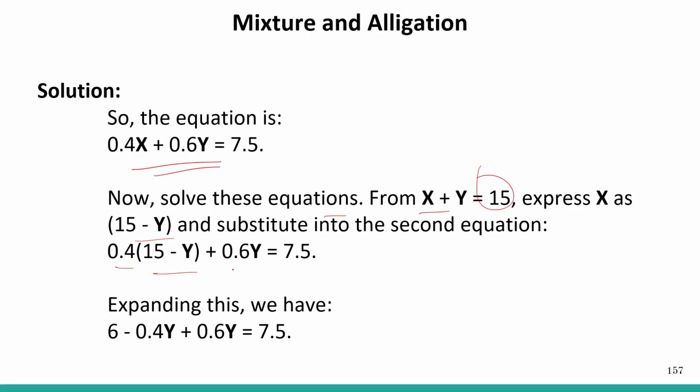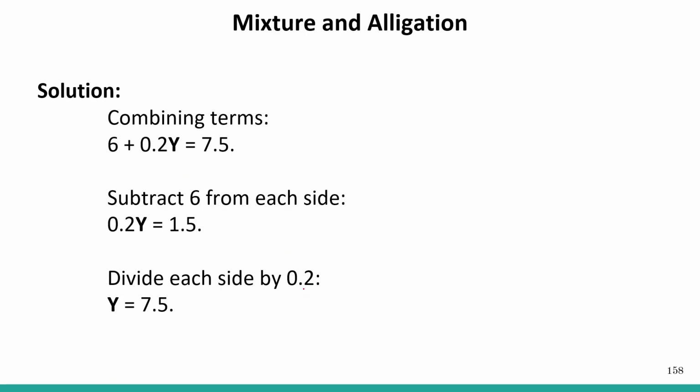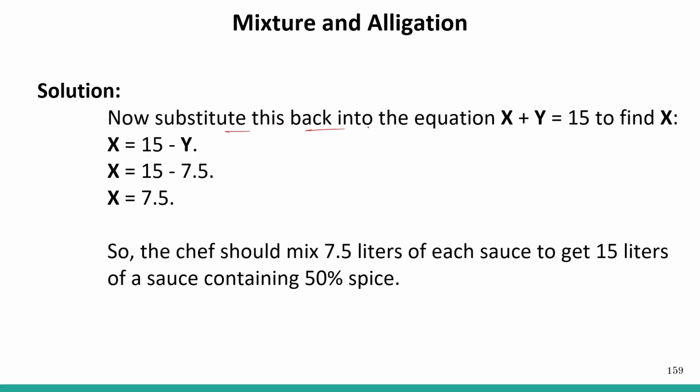0.4 into 15 minus y plus 0.6y is equal to 7.5. Expanding this, what we have is this much is equal to 7.5. Combining terms, 6 plus 0.2y is equal to 7.5. So subtract 6 from each side. So 0.2y is equal to 1.5, right? So divide each side by 0.2. So y is equal to 7.5 will be the answer. Now substitute this back into the equation x plus y is equal to 15 to find x, which is 15 minus y. So x is equal to 15 minus 7.5, so the answer will be 7.5. So the chef should mix 7.5 liters of each sauce to get 15 liters of sauce containing 50% spice.